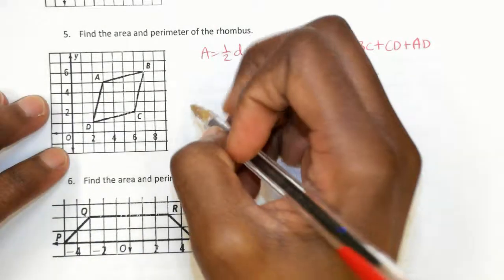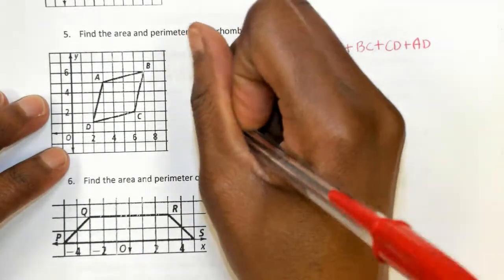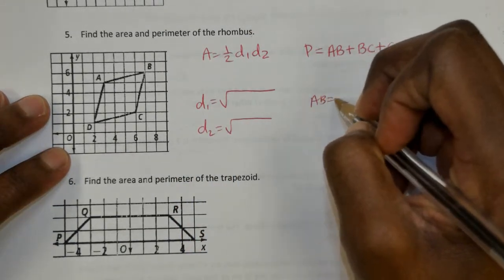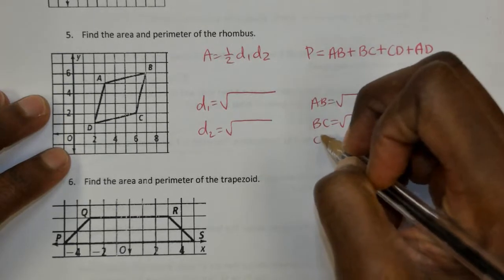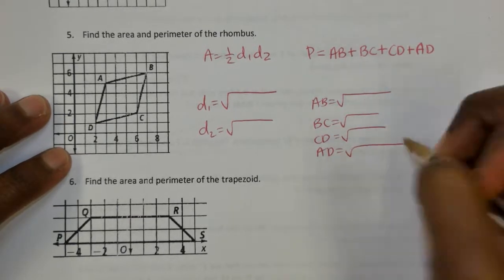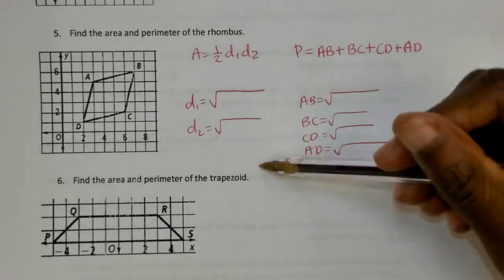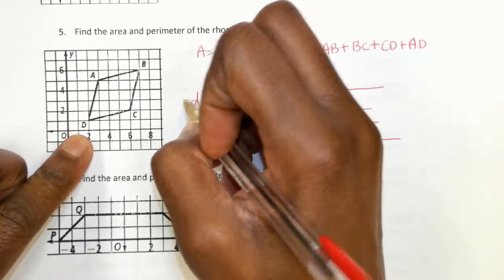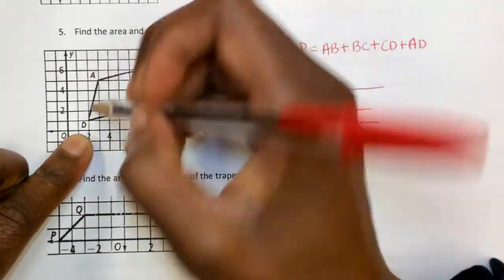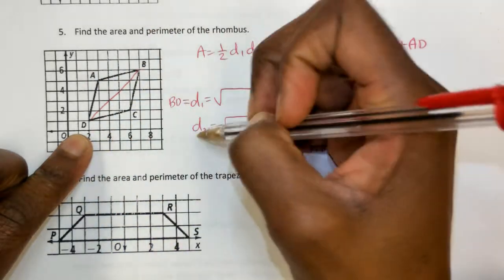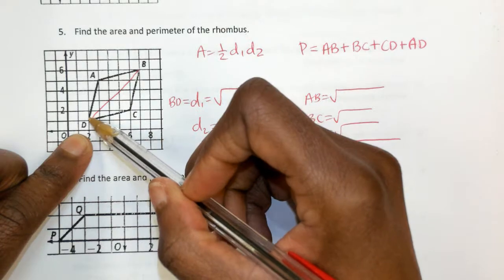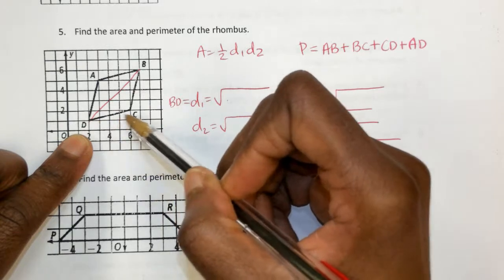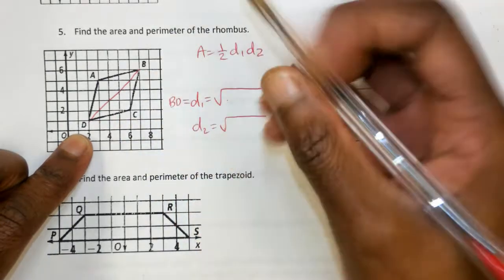So that means I need to find 4 different things. I need to find D1, the length of diagonal 1, diagonal 2's length, AB's length, BC, CD, and AD. These 4 for the perimeter, these 2 for the area. Okay. So when I do that, diagonal 1 is made up of segment BD. So that's just one of the diagonals. And I don't care which one's diagonal 1, which one's 2, because they're going to get multiplied together. So I'm counting over and up, again, as my 2 numbers that go underneath my radical. 5 units over, 5 units up.